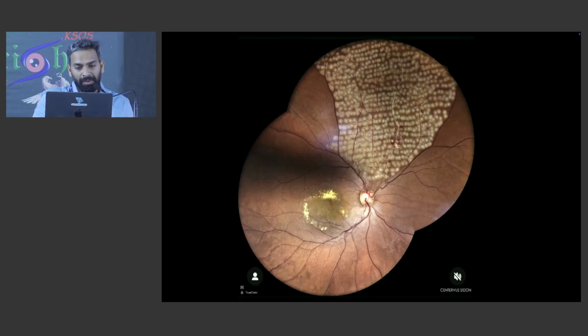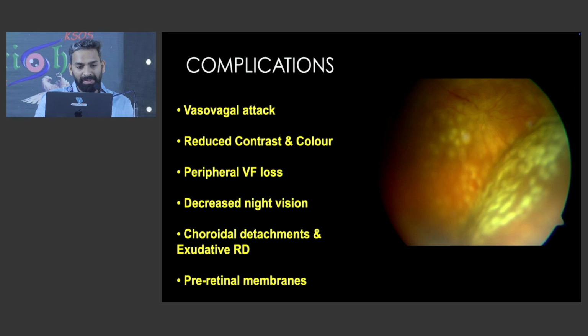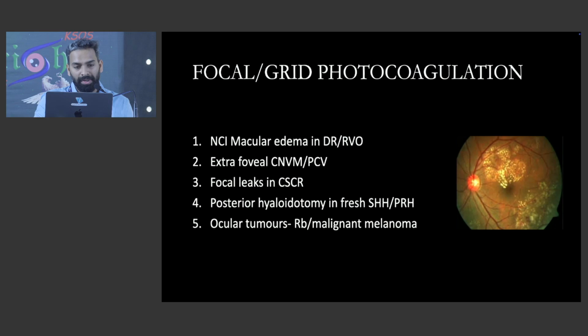This is an RVO laser that was done. You need to actually complete the whole area. Otherwise, you'll again see NVEs and NVDs coming. You can also combine your PRP with FFA guidance to see the CNPs. Complications like vasovagal attack, decreased night vision, and reduced contrast can occur.